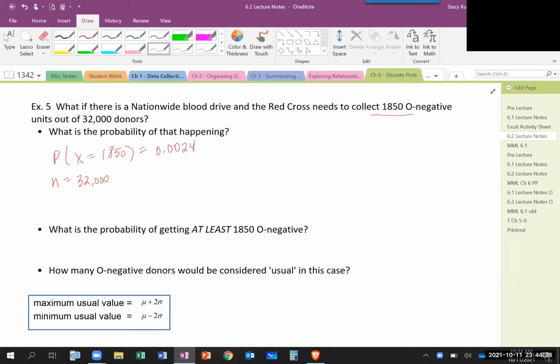What would the probability then be if 1850 is my base number that I need as the event organizer of this blood drive? I've got to have 1850. Well, I'd probably be happy if I got 1850 or more, wouldn't I? So what would the probability then be of at least 1850?